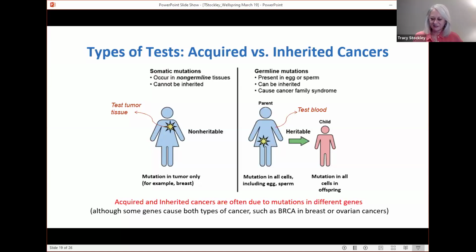They don't affect any of your reproductive cells. They were not passed on. They were something that you acquired only in a very specific tumor tissue in your own body. However, some people have germline mutations that are present in all cells of their body, including in the egg and sperm, that can then be passed on to their children. These are the families that often have cancer syndromes, with multiple people affected, often with the same type of cancer or some related types of cancer.